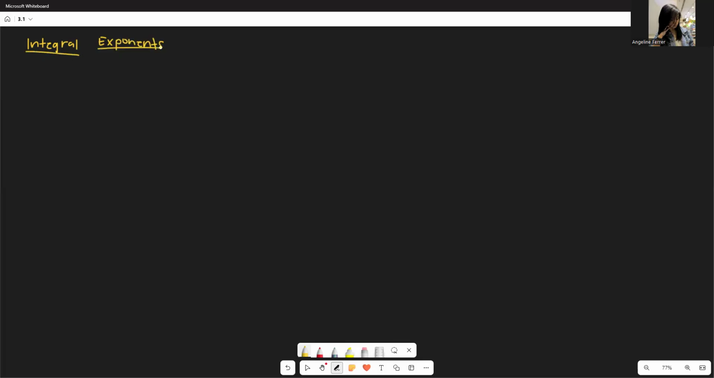So what does integral mean? Integral means that the exponent is an integer. So integer means it's a whole number, so it can be a negative number, zero, or a positive number. Exponents are the small number on the top right side of a bigger number or a variable. For example, 3 squared, this is the exponent 2, and then x cubed, this is the exponent 3.